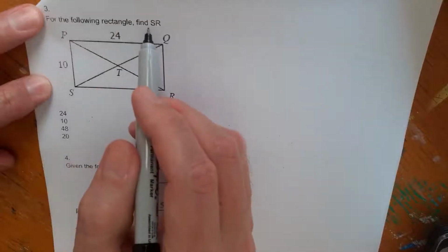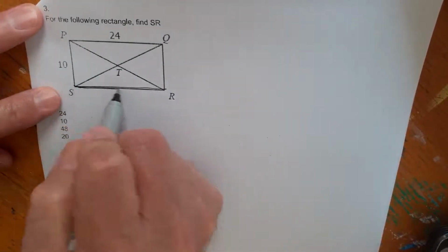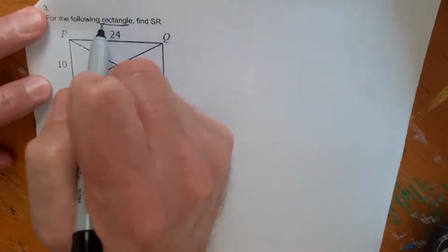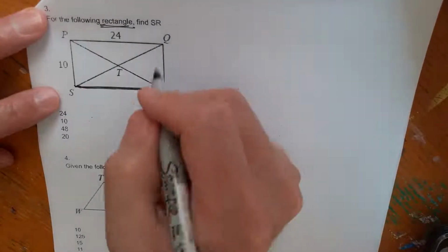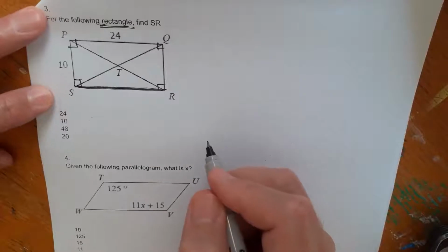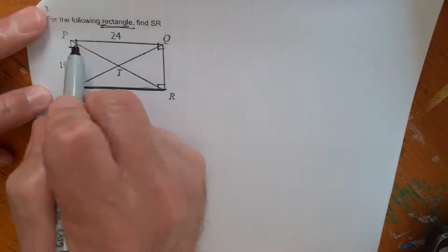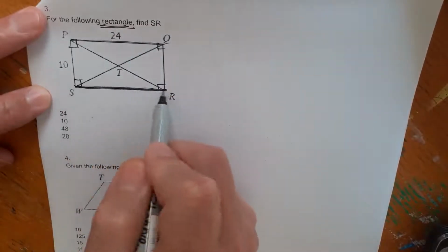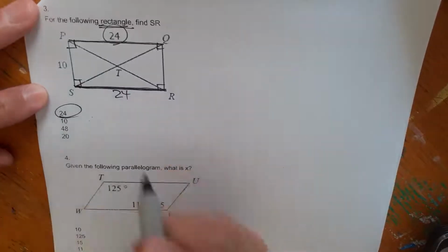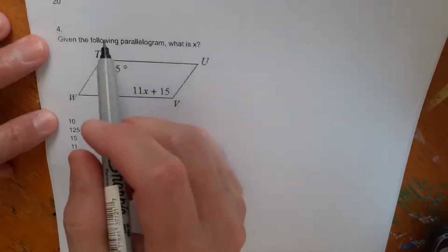For the following rectangle, find SR. So they want to know this length side, or the length of this side. Right? So they tell us it's a rectangle. We know the definition of a rectangle says that all the angles are 90. That does make it a parallelogram, by the way. And a rectangle says that opposite pairs of sides are equal length. So if we know this is 24 over here, we already know this is 24. Okay, well, that's kind of easy compared to the prior problem, but all right.